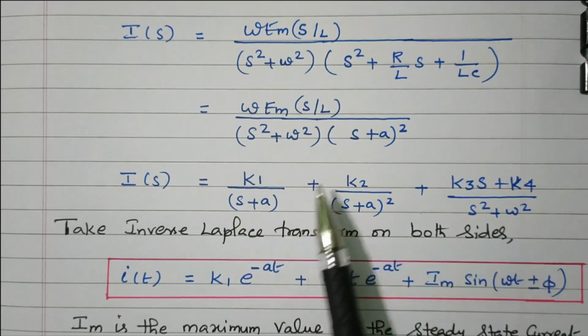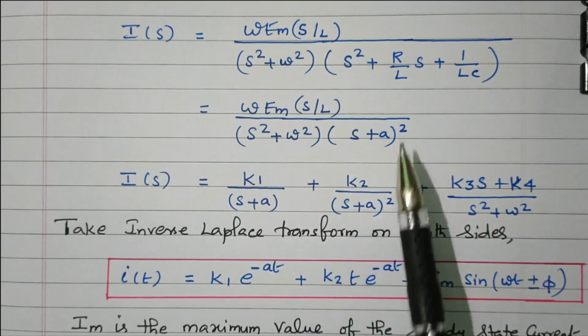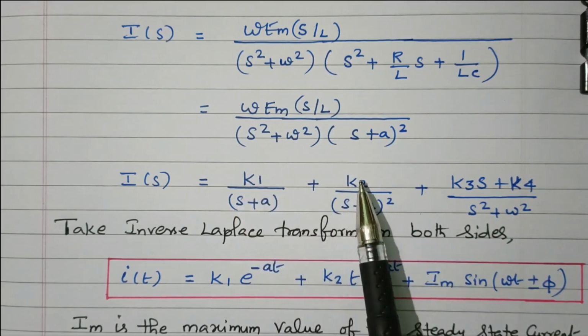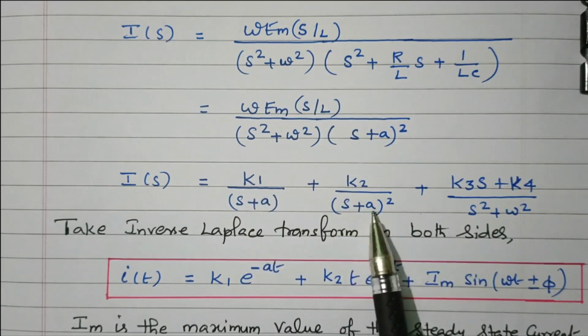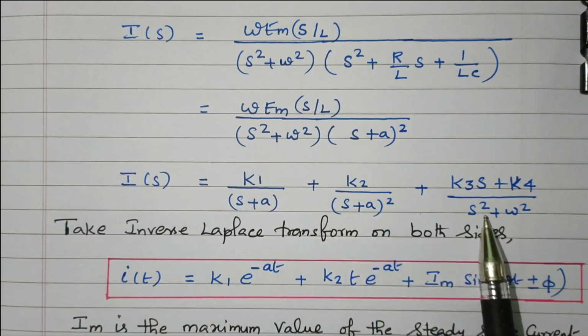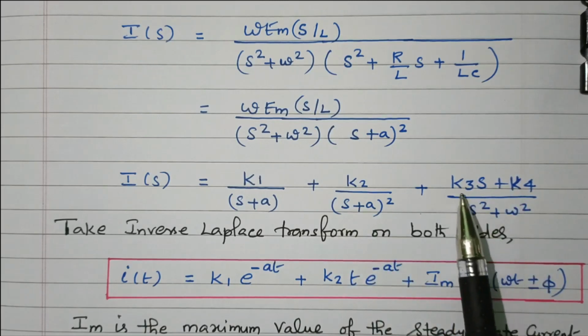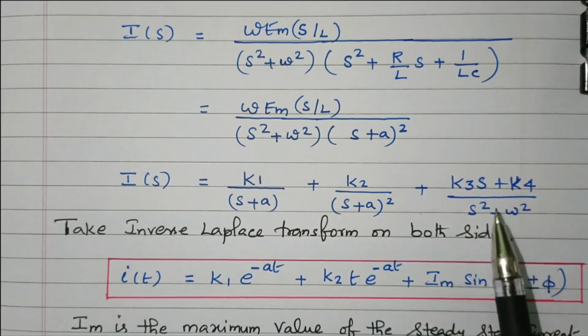In the partial fraction technique, two or three methods are available. This is one of the methods. Since (s plus a) the whole square is there, we have two terms, k1 and k2. Here s square plus omega square is available, so another two terms are available: k3 into s plus k4.